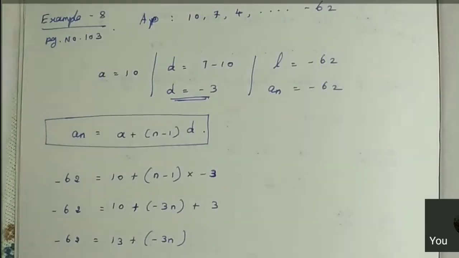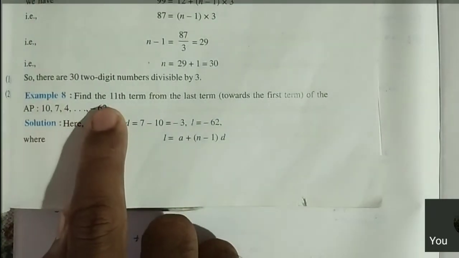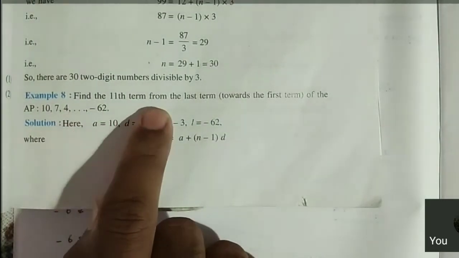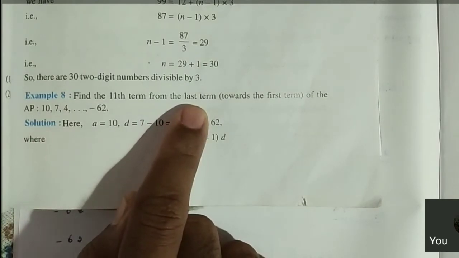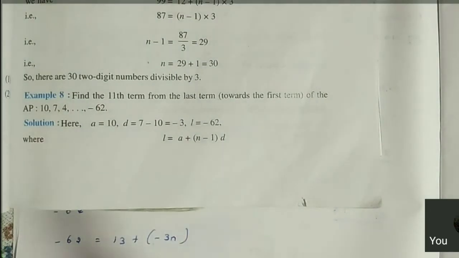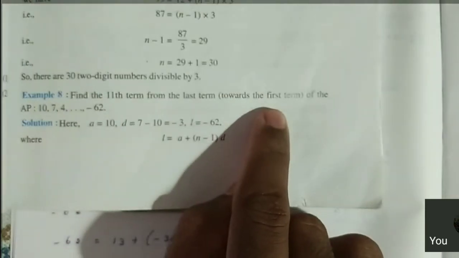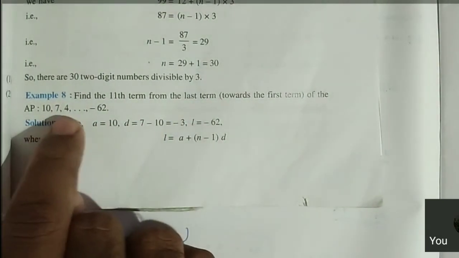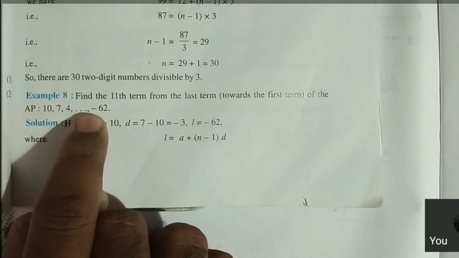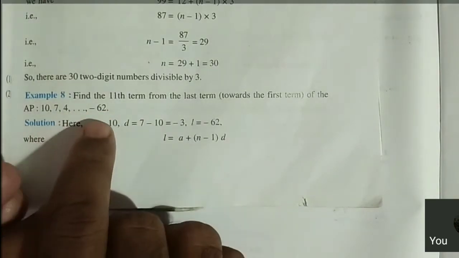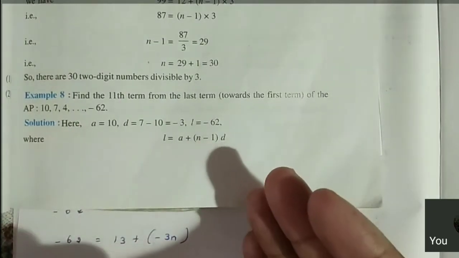Example 8. What is given in this question? Find the 11th term from the last term. Very clear? Towards the first term, of the AP. That is 10, 7, 4, etc., minus 68. Actually, we are supposed to find the 11th term from the last term.